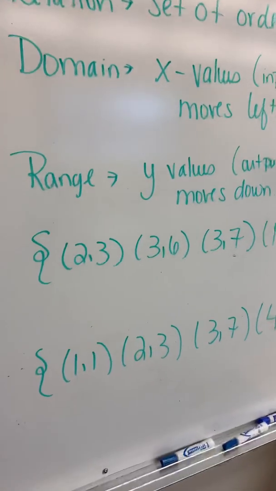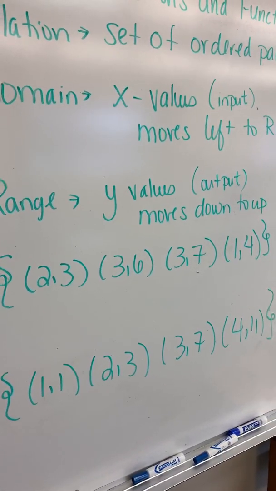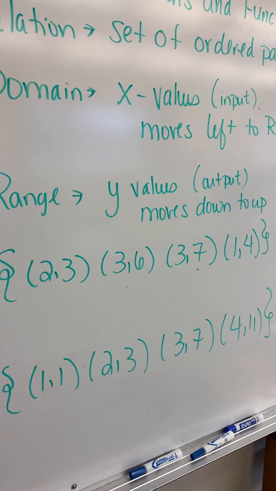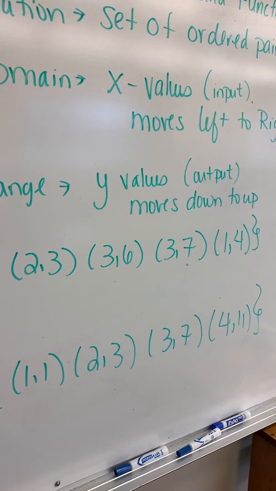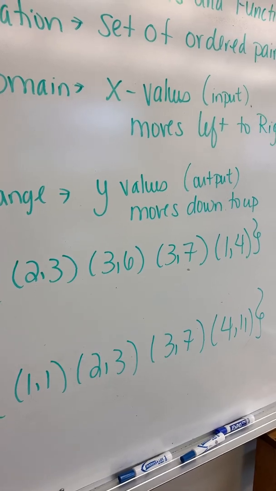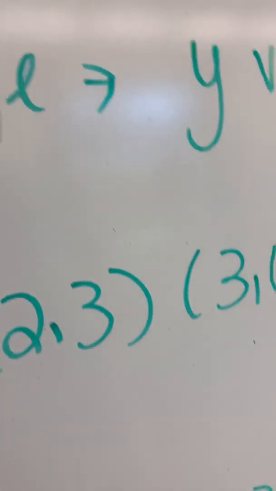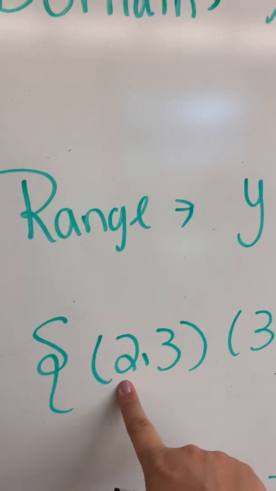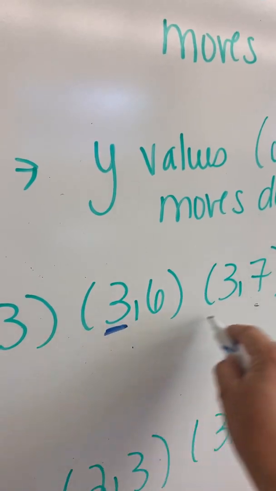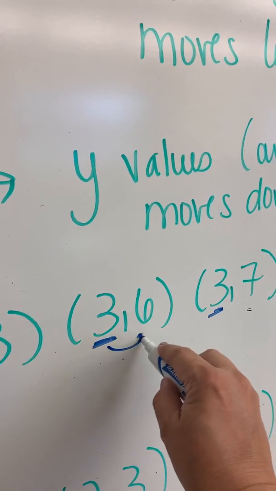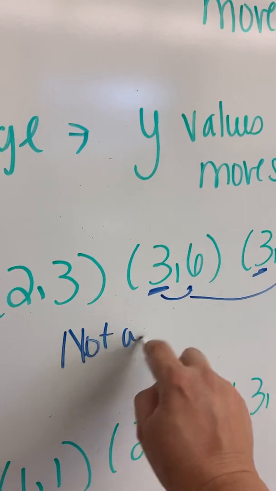So down here, I have two relations, two sets of ordered pairs. Domain and range. So in order for it to be a function, no two domains that are exactly the same can have different ranges. So what I mean by that, if you're looking at this relation right here, look at your domains. 2, 3, 3, 1. We have two domains that are exactly the same with different ranges. Therefore, this is not a function.